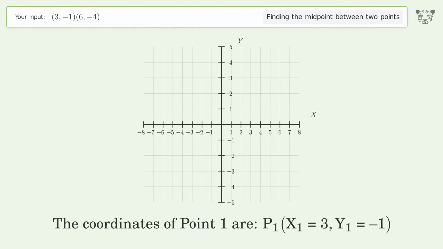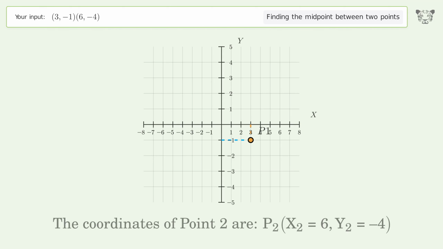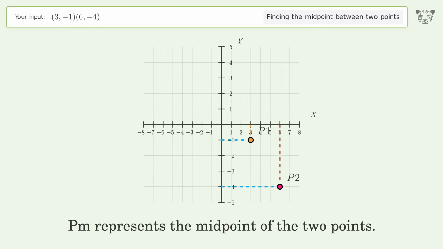The coordinates of point 1 are x1 equals 3, y1 equals negative 1. The coordinates of point 2 are x2 equals 6, y2 equals negative 4. PM represents the midpoint of the 2 points.